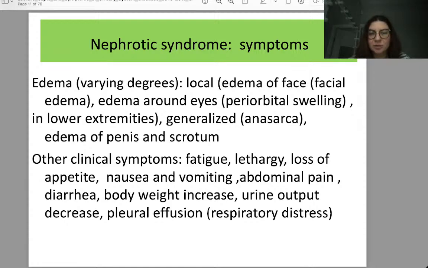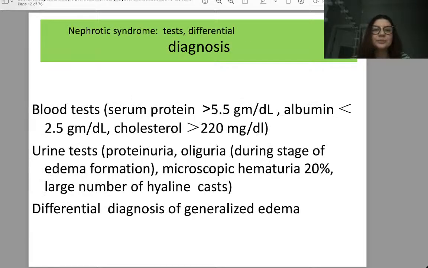Other clinical symptoms include fatigue, lethargy, loss of appetite, nausea and vomiting, abdominal pain, diarrhea, body weight increase, urine output decrease, and pleural effusion with respiratory distress. Tests that we usually use for diagnostics of nephrotic syndrome and differential diagnosis.